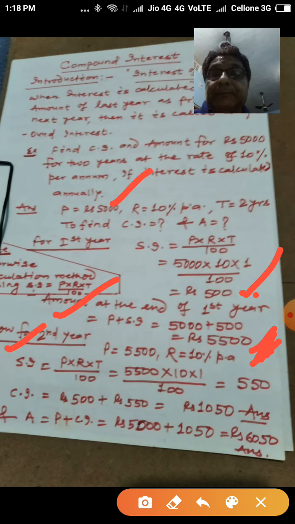So now we will calculate the interest for the second year taking this amount as principal. Now the principal is rupees 5,500, the rate is the same, that is 10% per annum, and time is again 1 year because it is for the second year. So using the formula again, simple interest equals P into R into T by 100. So it comes to rupees 550.